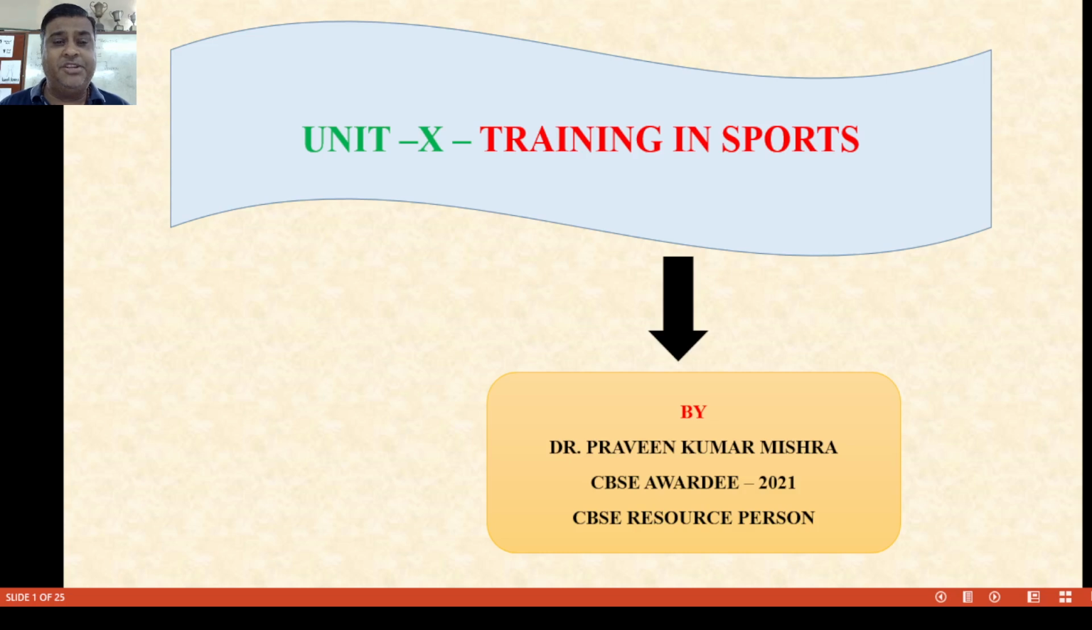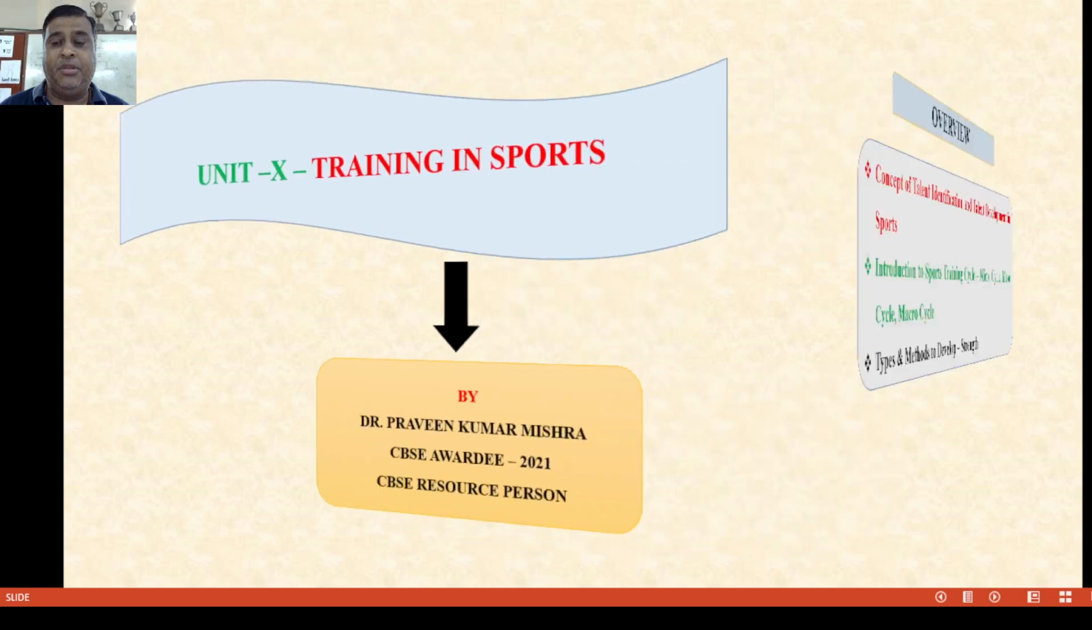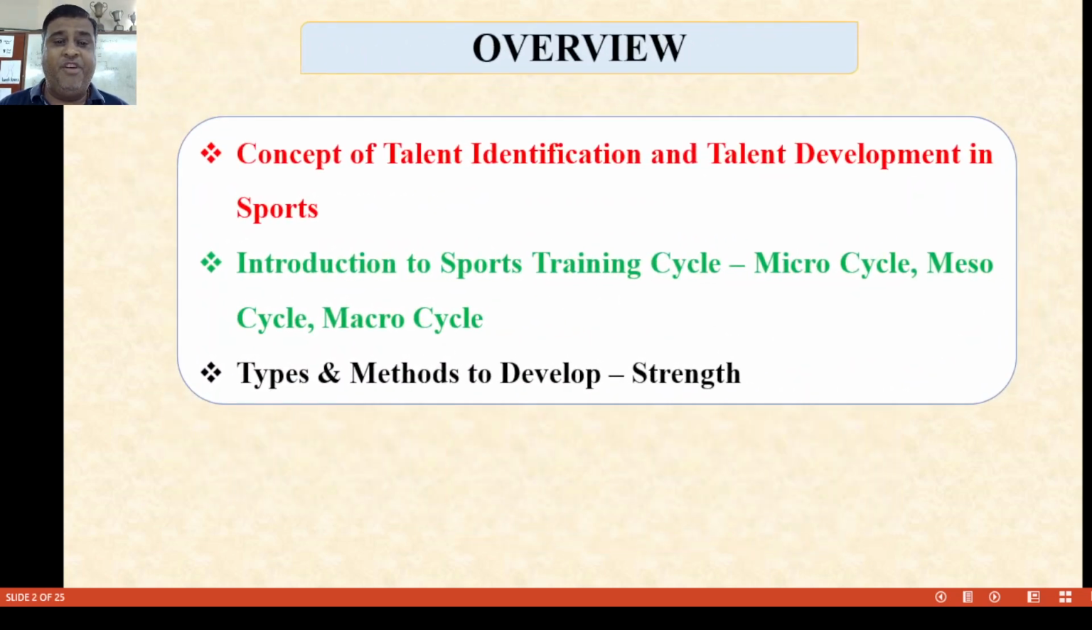Today the topic of the session is Unit 10, Training in Sports. This is the last chapter of class 12th. The overview of the session: first, the concept of talent identification and talent development in sports. Second, an introduction to sports training cycles: microcycle, mesocycle and macrocycle. And the last topic is training types and methods for the development of strength. We'll discuss one by one.